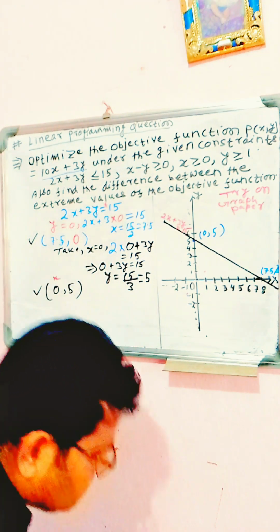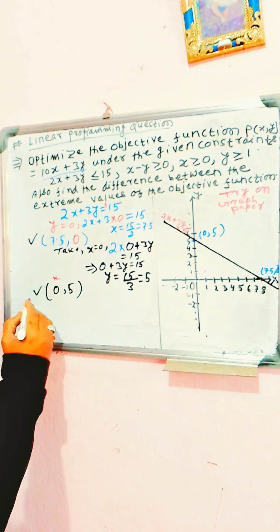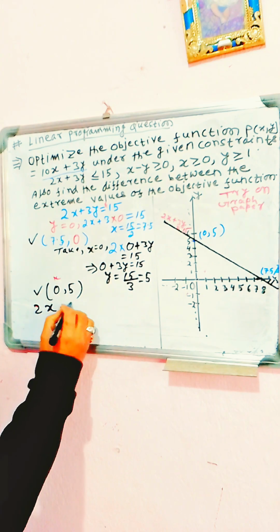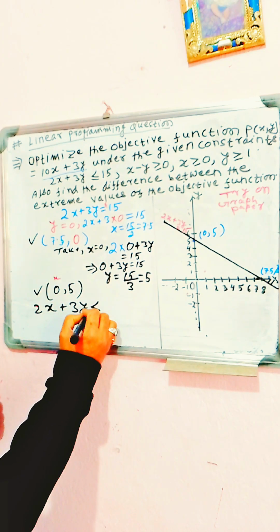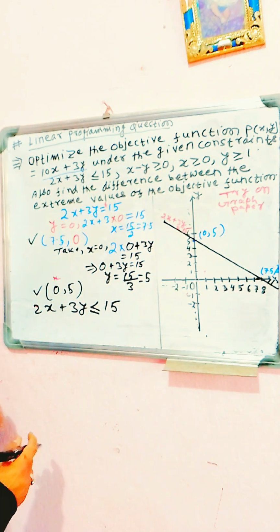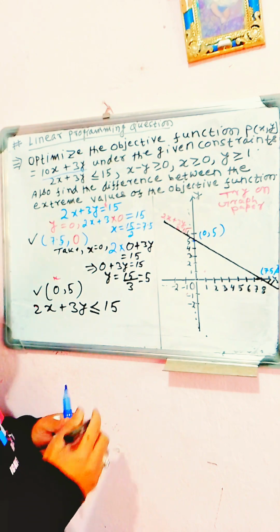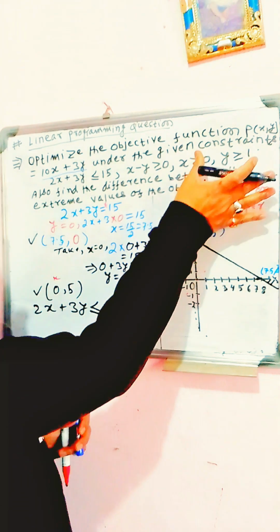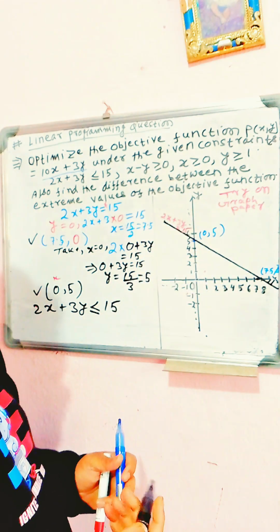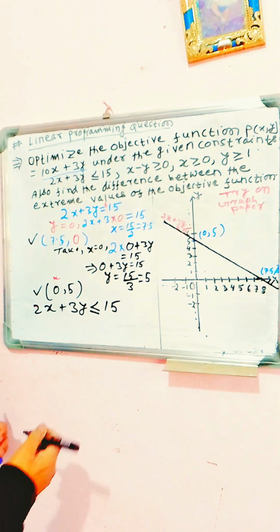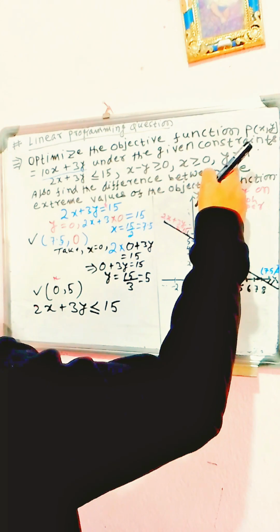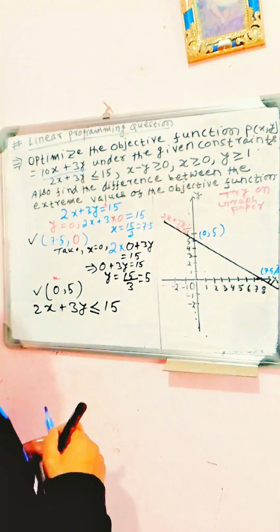So let's rewrite the equation in its inequality form: 2x plus 3y is less than or equal to 15, as given here. First of all we have to find out whether its direction goes away from the origin or towards the origin, that means whether it contains the origin or not. So you can check here, x is greater than or equal to 0, and y is greater than or equal to 0.